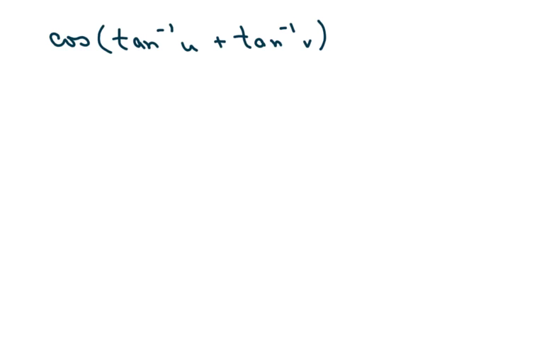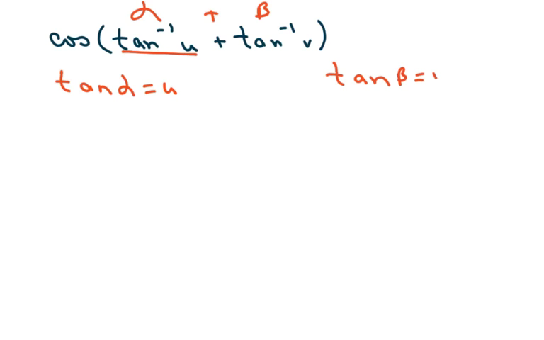Everyone, we're going to do another problem with inverse trig functions and using the sum and difference identities. In this case, we're going to do sine of alpha plus beta. So this is your alpha, and we have tan of alpha equals u. And then over here, we have tan of beta equals v.